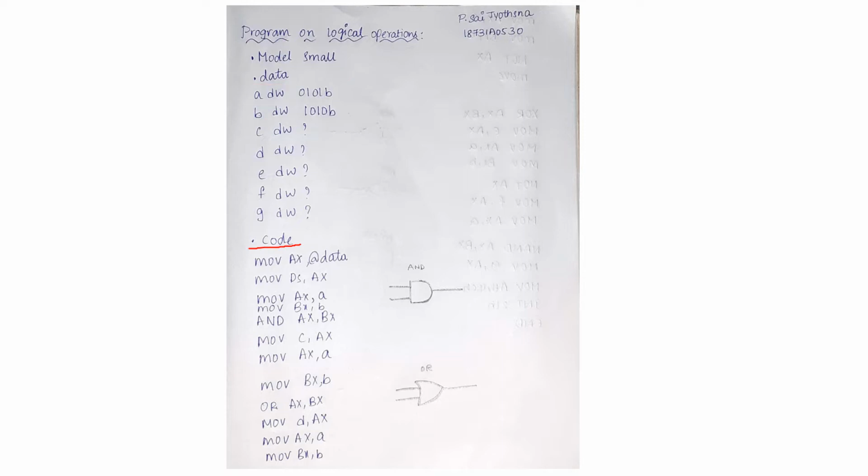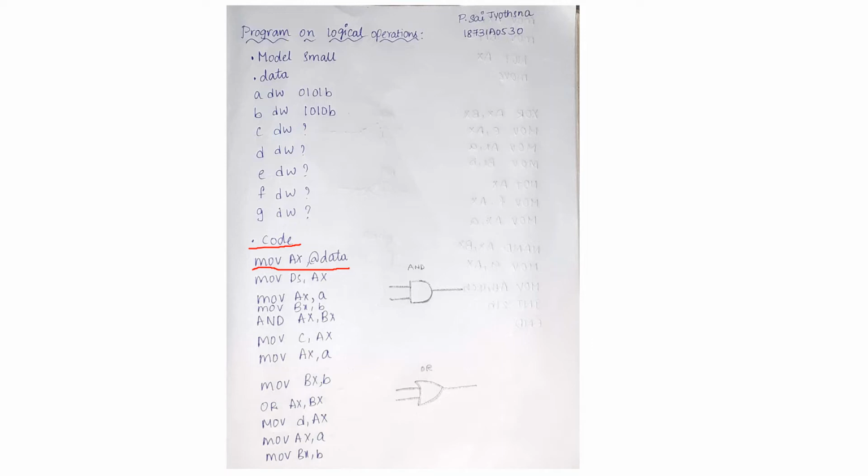In the code segment, we generally import the data segment to a register. Here we can see the step MOV AX, @DATA. Here we imported the data segment to the register AX. Now we move the A value to the AX register and the B value to the BX register, perform the AND operation on the values present in AX and BX, and store the result back in the AX register.